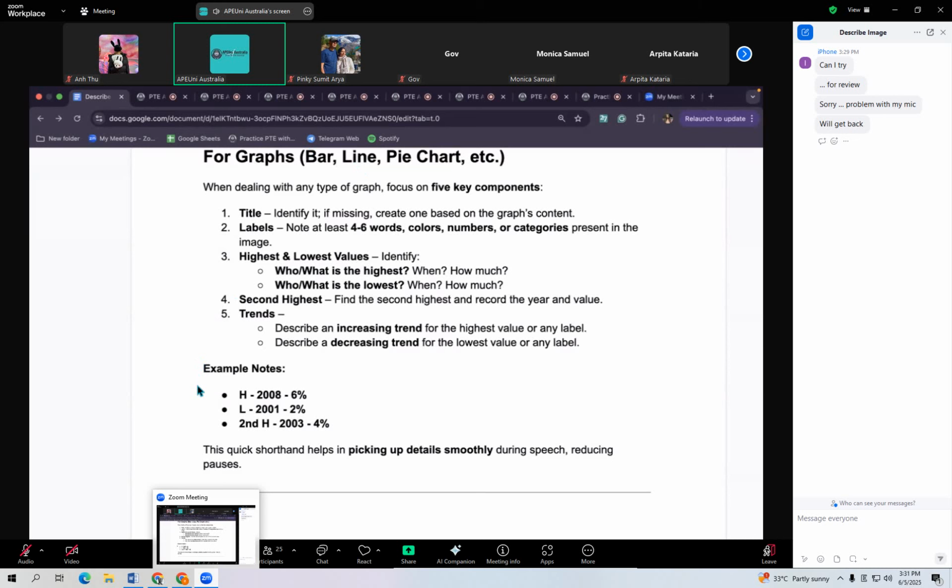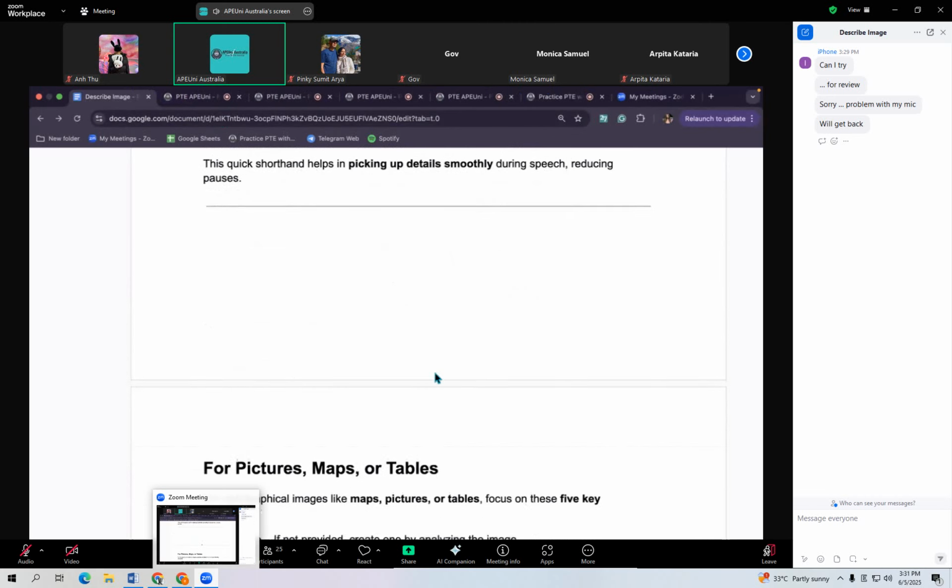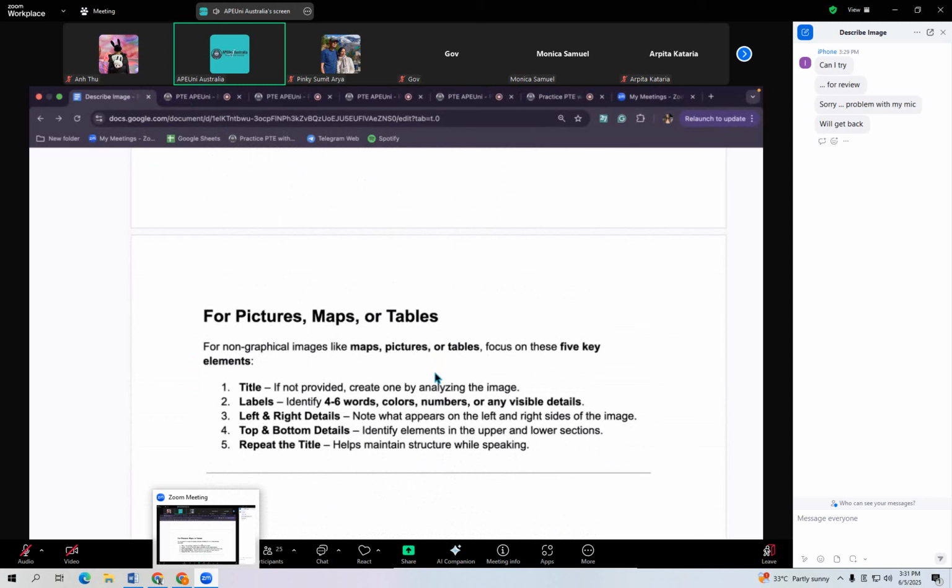Now, for the pause, I also said it before, after you add every component, make a pause. We need to breathe as well, right? So it's completely fine. Okay, perfect. So this is done. Next up, we're gonna discuss maps, tables, and pictures, right?